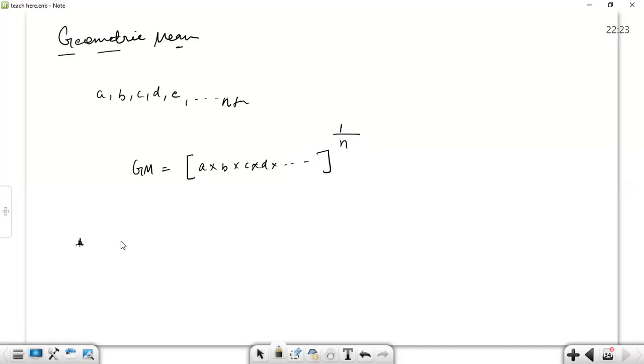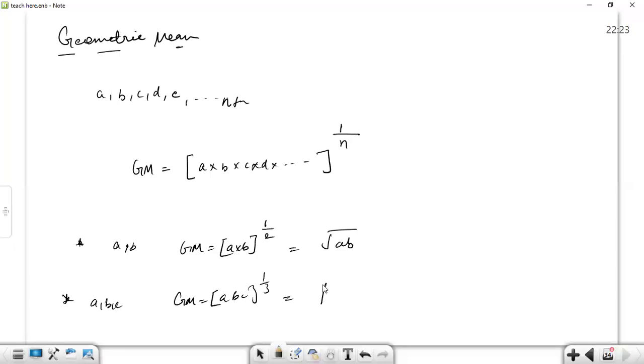Let's take an example. Let's take a case where there are two numbers only, a and b. So the geometric mean of them will be the product a into b raised to 1 by n, and n is 2 as there are two terms only. So this is basically the square root of ab. Geometric mean of three terms a, b, c will be the product of the whole raised to 1 by 3. So the cube root of abc is the geometric mean. Clear? Any doubts? No, sir.